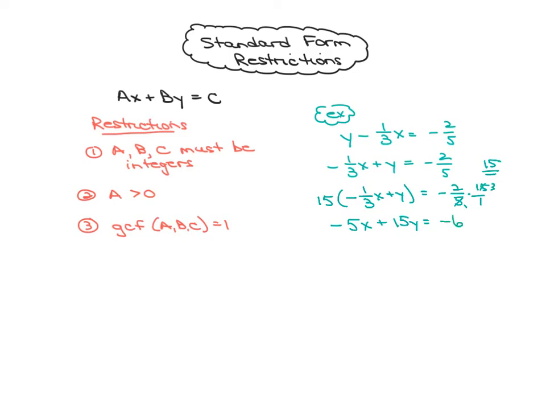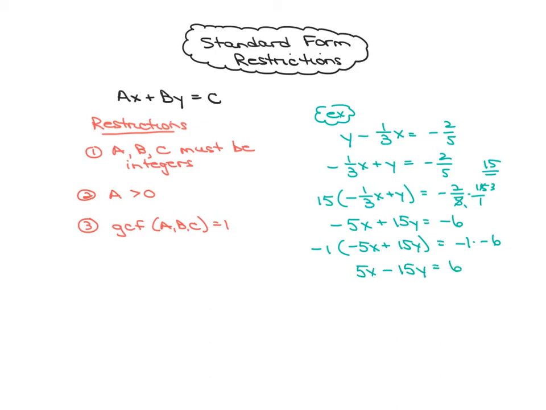Okay, next, is A greater than 0? No, negative 5 is not greater than 0. So I want to change the sign of negative 5 to positive 5, which means I'll multiply both sides of the equation by negative 1. Some mathematicians look ahead, and in this step, they would have multiplied both sides by negative 15 instead to also change that sign to positive. So that's something you might want to do as well. Distributing that negative will give me a positive 5x minus 15y is equal to a positive 6.